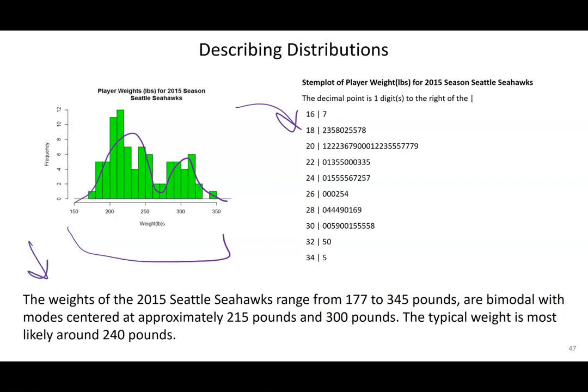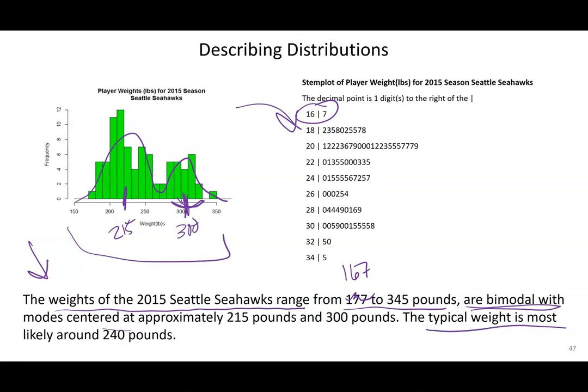So if I want to put it into a sentence, I need to put the entire thing: the weights of the 2015 Seattle Seahawks range from 177 to 345 pounds. It is bimodal. When it's bimodal, you're going to probably just say where each of the peaks are centered roughly. So this one is about 215, and it's okay if you give a range. And this one's about 300, roughly where it's centered.